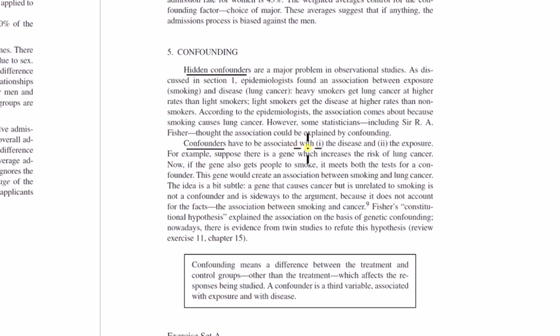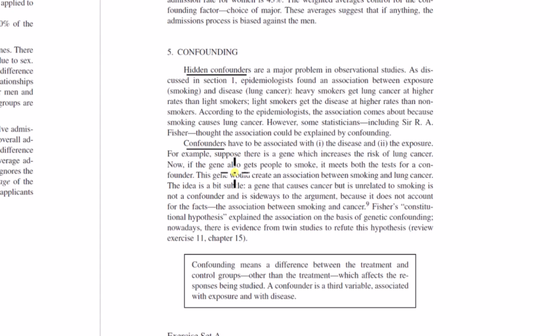have to be associated with the disease and the exposure. For example, suppose there's a gene which increases the risk of lung cancer. Now, if the gene also gets people to smoke, it meets both the test for a confounder. This gene would create an association between smoking and lung cancer, right? So you see what they're saying here. If there's this gene that increases the risk of lung cancer but also gets people to smoke, well, that's not causing the lung cancer, right?